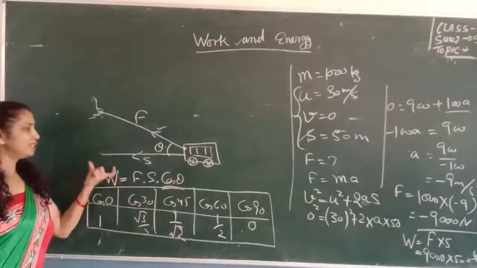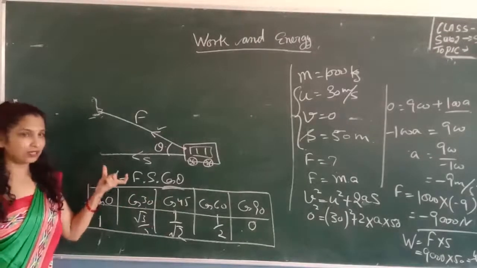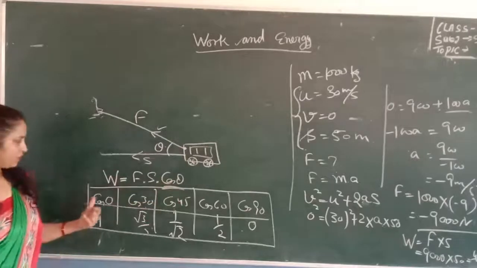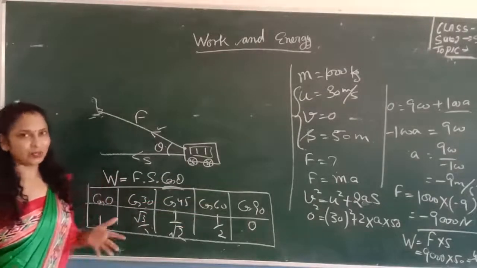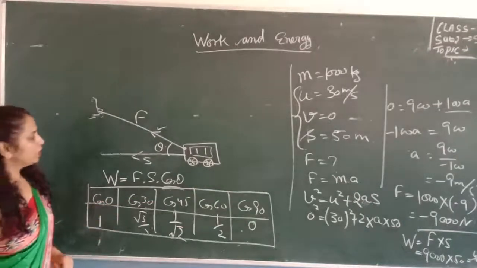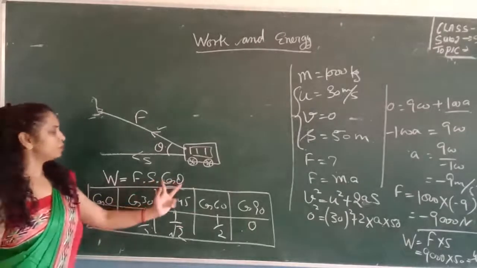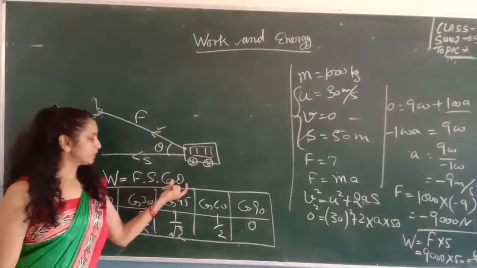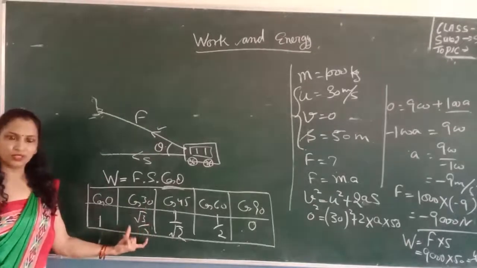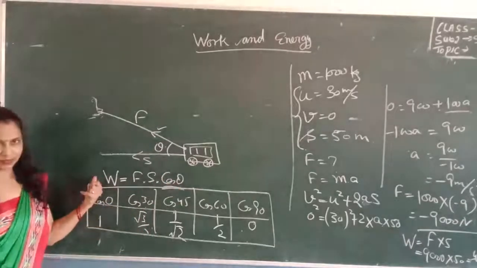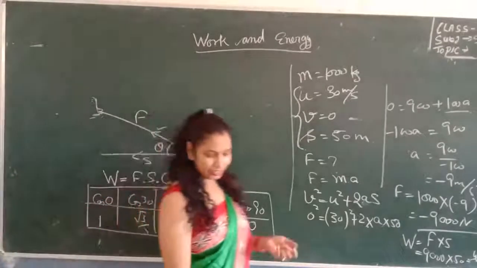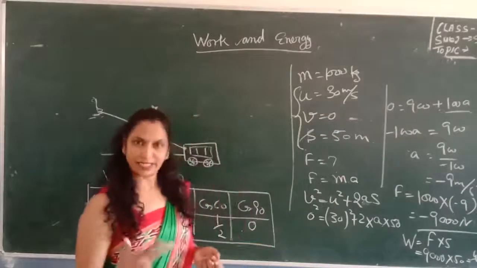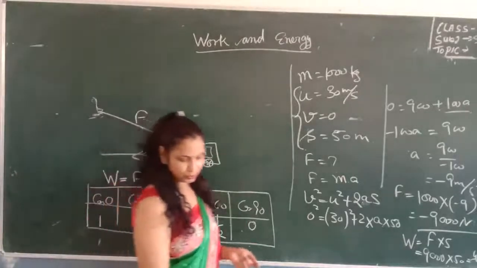So for finding the work done, if you are applying the force at a certain angle, then W is equal to F into S into cos theta. Here theta can be any angle. It can be 0, 30, 45, 60 or 90, or the value can differ from these angles. Suppose the angle between the force and the displacement is 30, then you will write cos 30, and its value is root 3 by 2. Then you can put this value here for finding the work done.